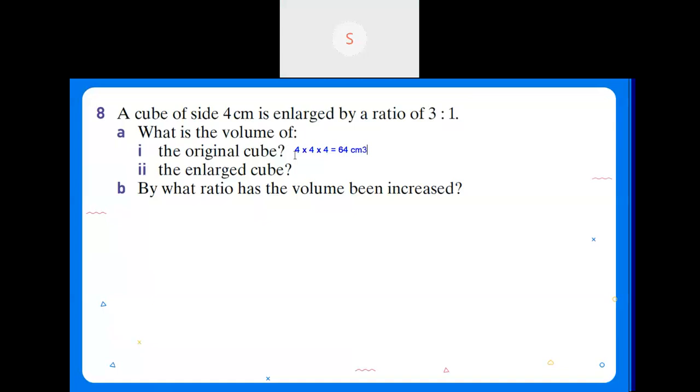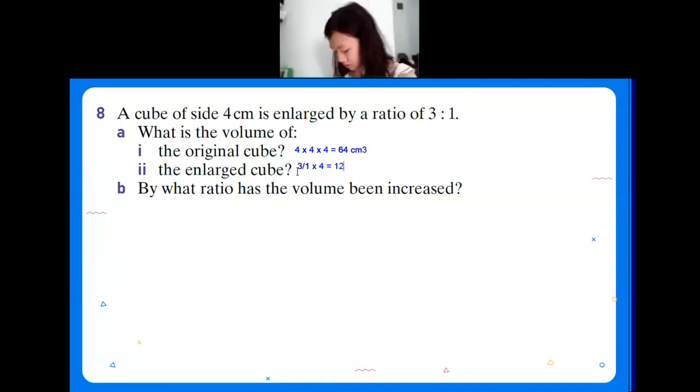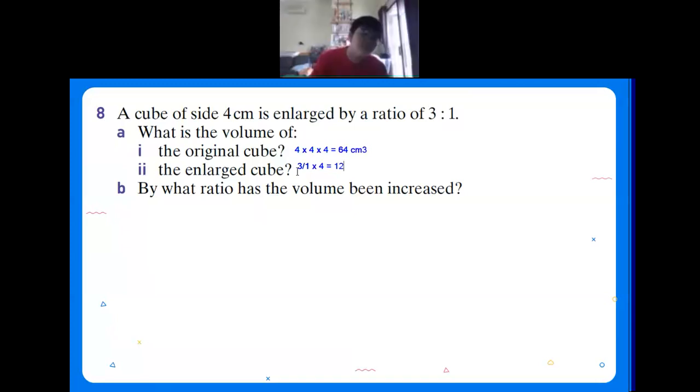Okay, now for the enlarged cube. What did you get? 288? 12 times 12 times 12. Okay, are you sure? I'm not really sure. I get 1,700, it's supposed to be like 1,000 something. 1728. Yeah, that is it.